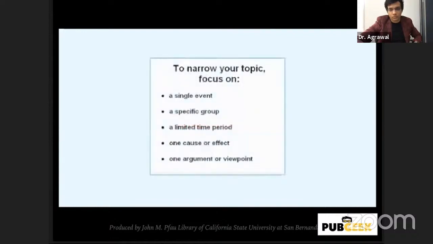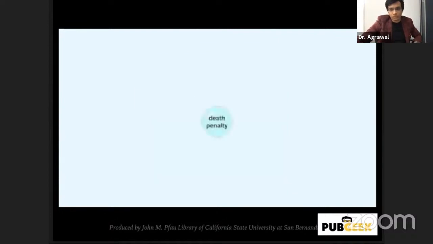To narrow your topic, focus on a single event, a specific group, a limited time period, one cause or effect, one argument or viewpoint. For the topic death penalty, focus on an argument or viewpoint. Is the death penalty a form of cruel and unusual punishment?